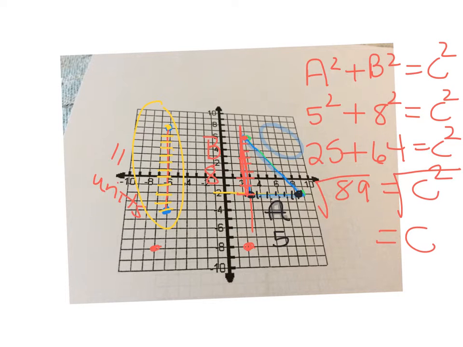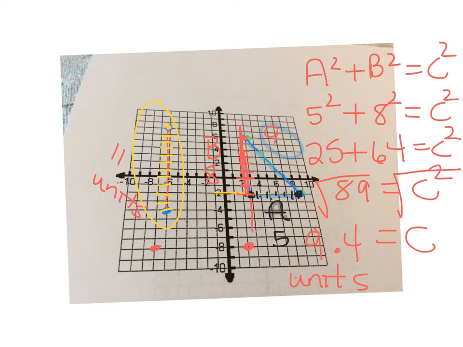So when I take 89 and use my calculator and find the square root of it, I come up with 9.433981, and it goes a lot farther, but I want it to the nearest tenth, so it is going to be 9.4, and we don't have any units on this problem, so we just say 9.4 units.